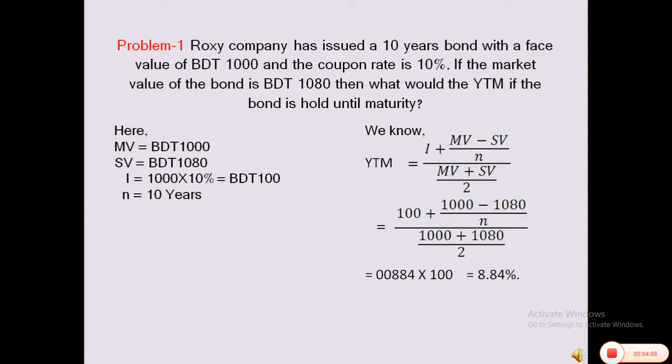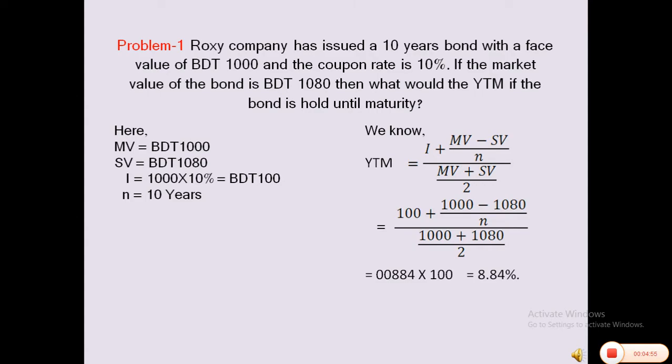Roxy company has issued a 10 years bond with a face value of BDT 1000 and the coupon rate is 10%. If the market value of the bond is BDT 1080, then what would be the YTM if the bond is held until maturity? The information that we can see here: face value of the bond or maturity value of the bond 1000 taka, coupon interest rate 10%, market value of the bond or sales value of the bond 1080, and maturity period of the bond 10 years.